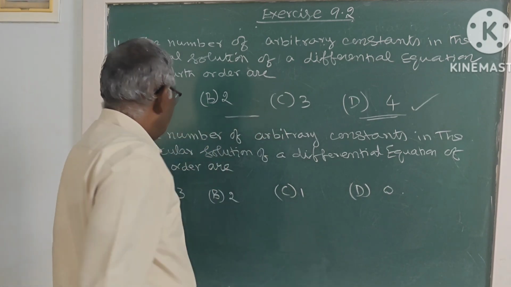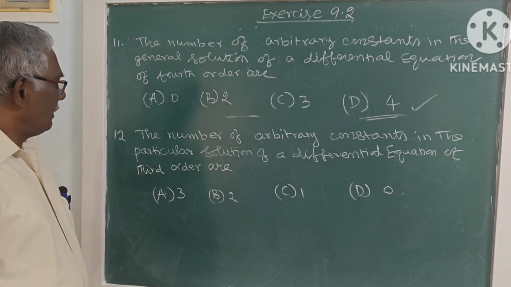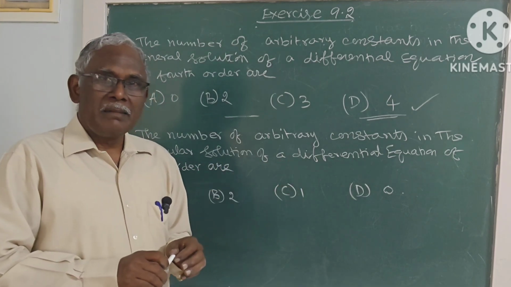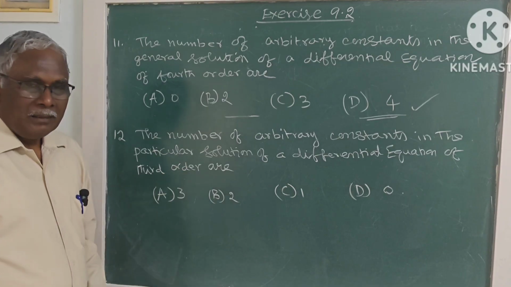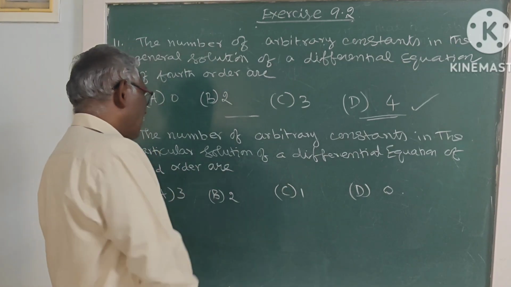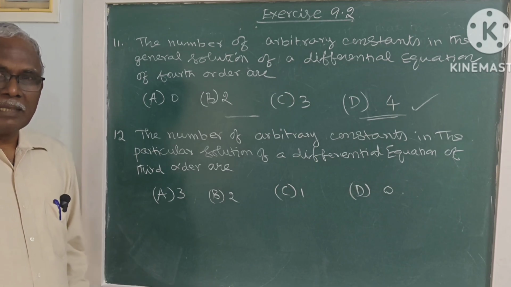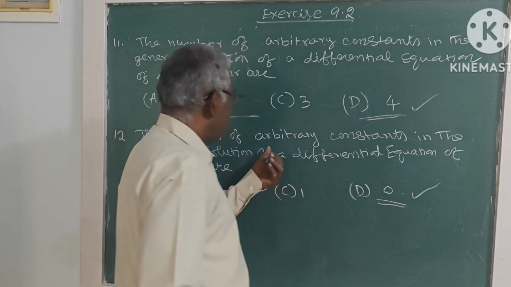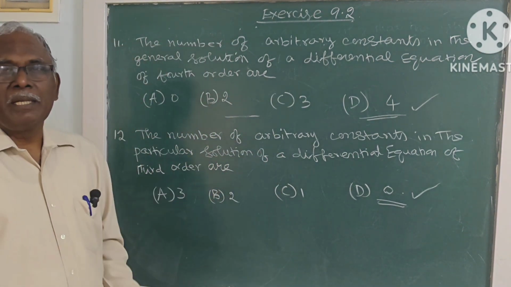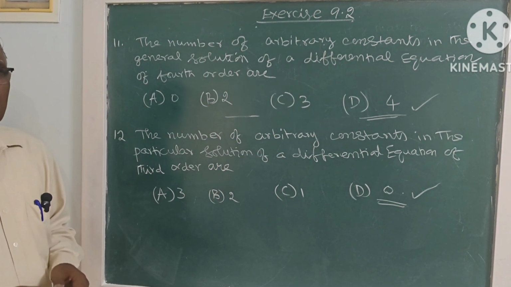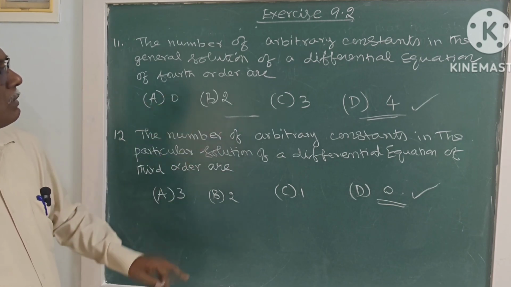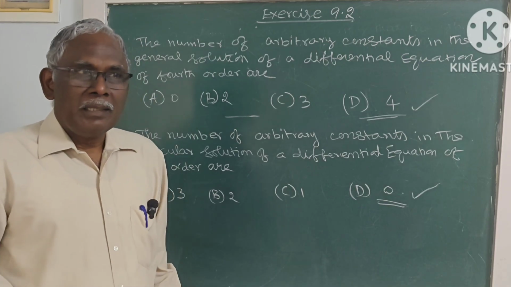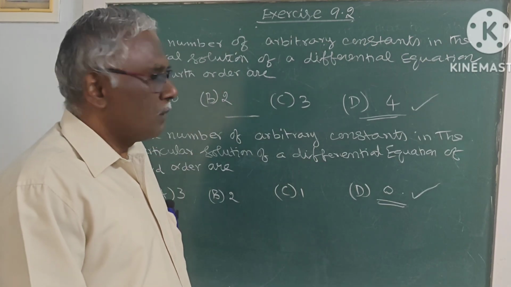Now, the number of arbitrary constants in the particular solution of the differential equation of third order are 0. So, irrespective of the order of the differential equation, the number of arbitrary constants in the particular solution of a differential equation are 0 only.